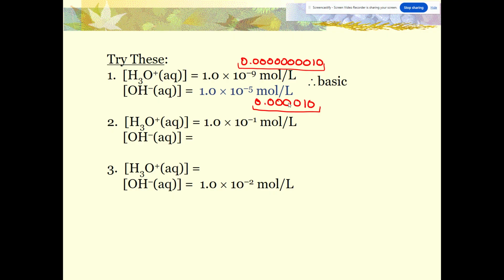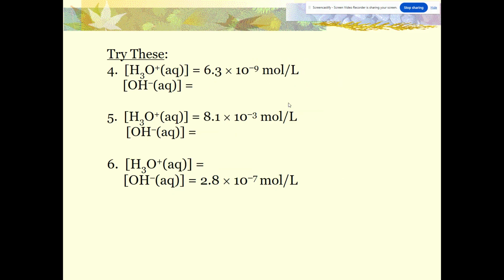And so therefore, this is a basic solution. This is why we deal with the pH and pOH scales, because the concentrations are usually very small. This gives us the ability to use larger whole numbers, not such tiny numbers. Next, we would get 1.0 times 10 to the negative 13. That would be acidic. And the last one on the slide would be 1.0 times 10 to the negative 12. That one has the greater concentration of hydroxide ions, so it's basic.